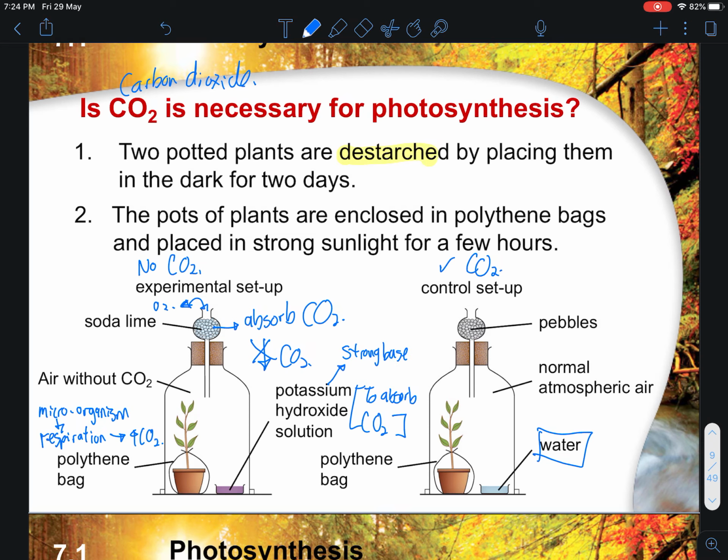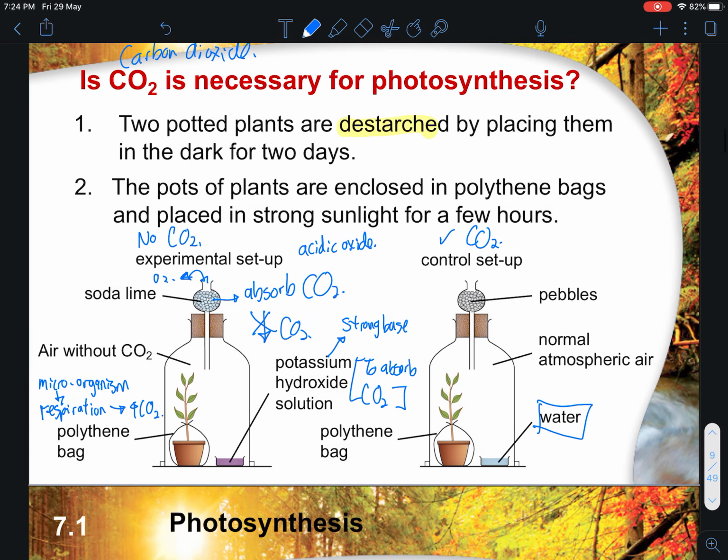In chemistry you will learn that carbon dioxide is an acidic oxide. A base can react with an acid in the process of neutralization. If you are interested in the chemical equation, potassium hydroxide reacting with carbon dioxide gas will produce potassium carbonate and water. Of course, if I were to balance it, it will be like this. So this is the reaction that occurs for potassium hydroxide.